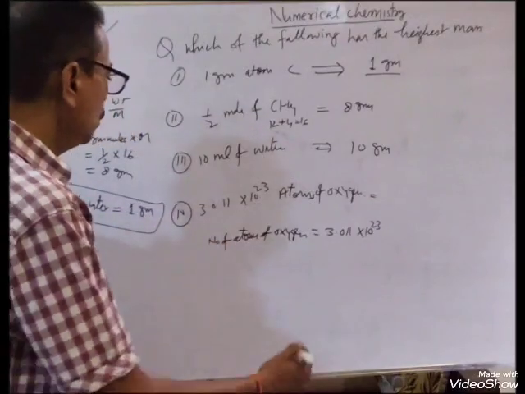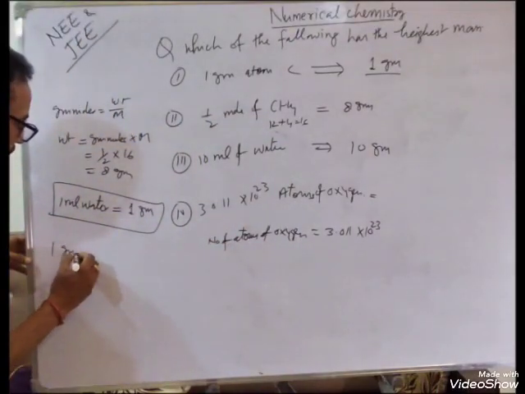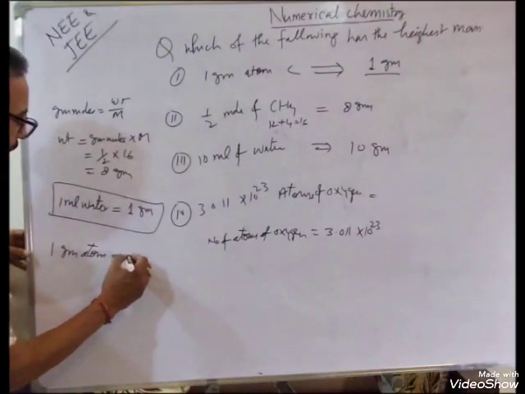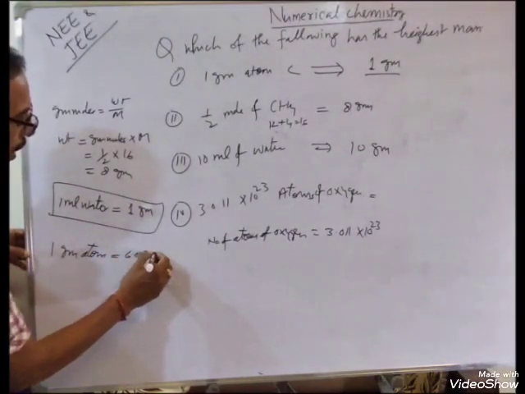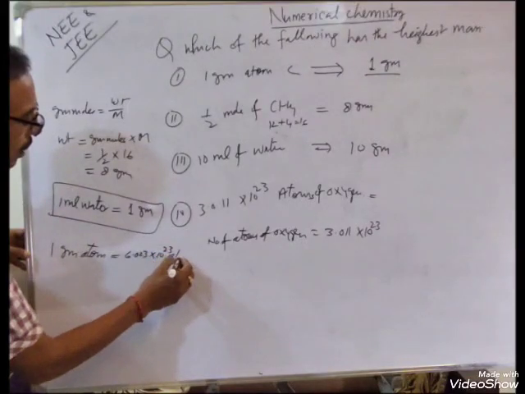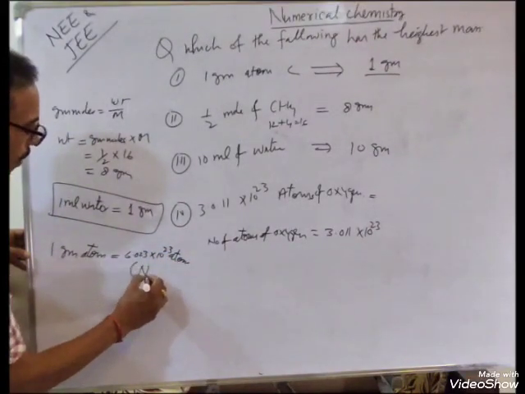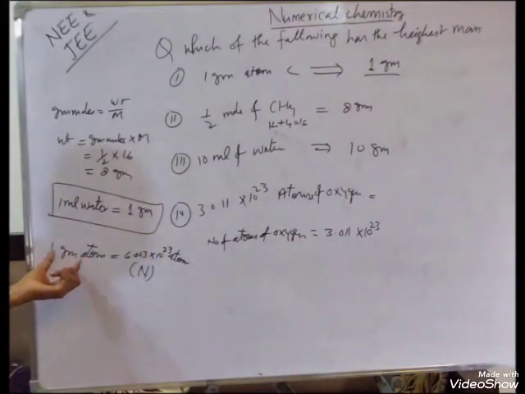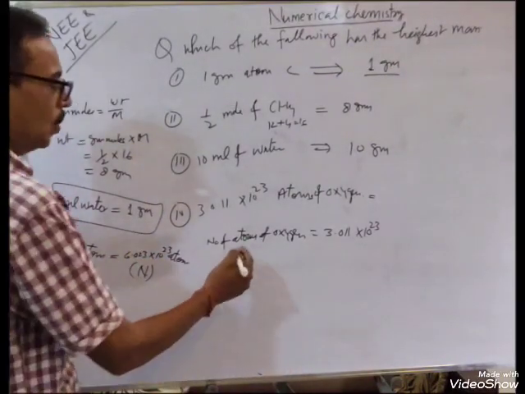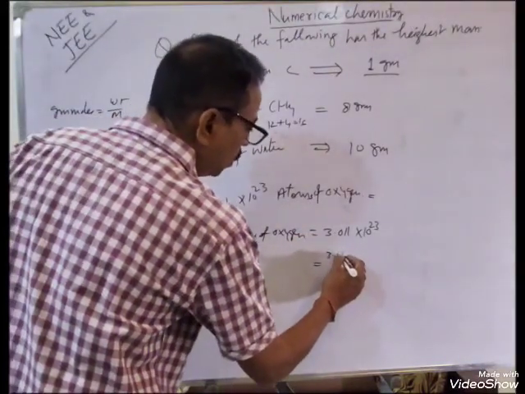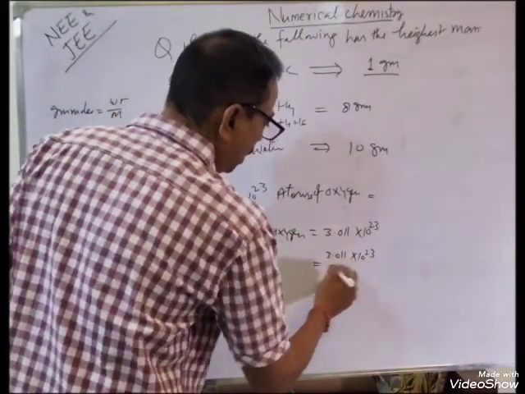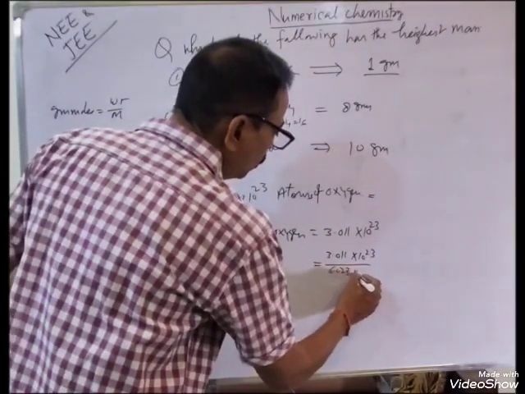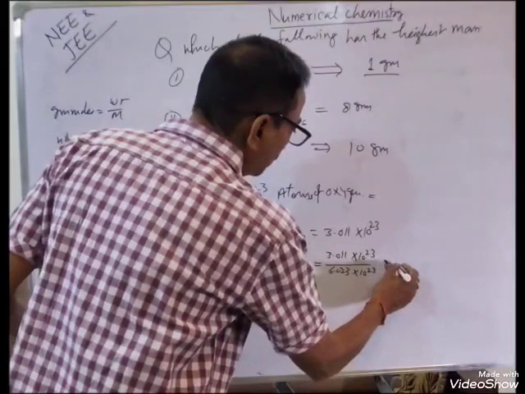Because 1 gram atom, I have told you earlier, 1 gram atom of any element contains 6.023 into 10 power 23 atoms. This is called Avogadro number. So if atoms are given, divided by this gives gram atom. So here equal to 3.011 into 10 power 23, this number of atoms divided by Avogadro number. You will get the gram atoms.